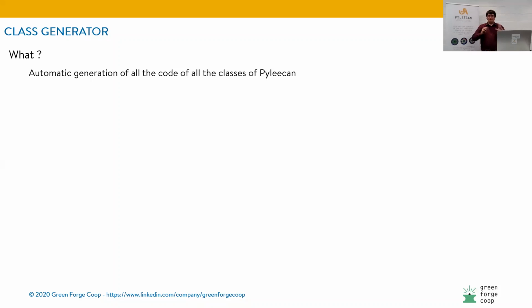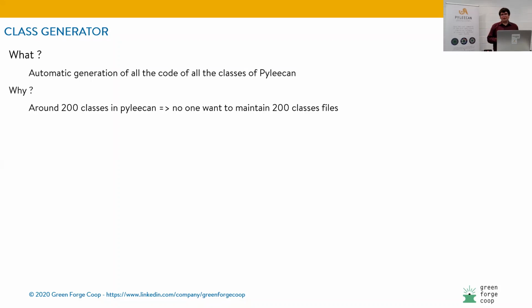So here it is. The idea is that we generate every single class file of Pyleecan. The question is why? The reason is simple: we have around 200 class files currently in Pyleecan, and we want to have even more.